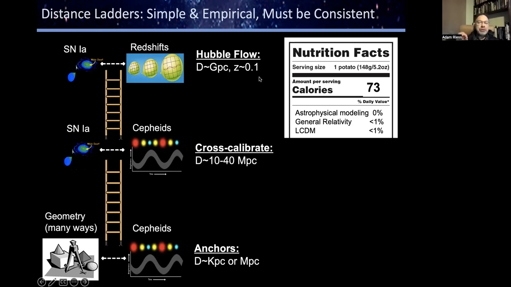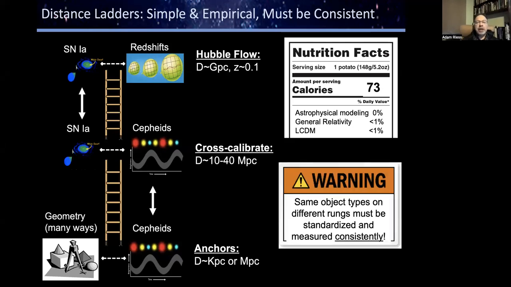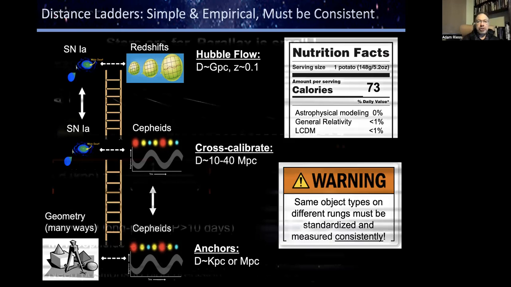So there's no astrophysical modeling involved. This is purely empirical. There's virtually no general relativity or LambdaCDM involved. I say virtually none because if we could do this at redshift 0, there would be none. We do it at very modest redshifts. However, it's critical to measure the objects across rungs in a consistent manner, and I'm going to talk about that, but we spend a lot of effort in this project to do just that.